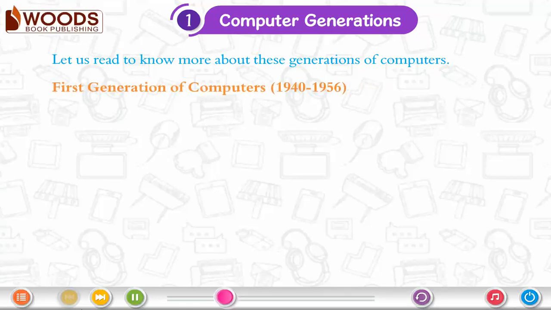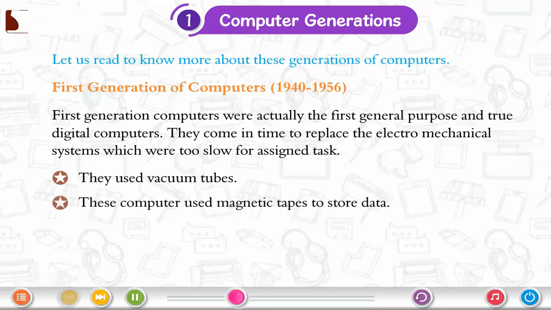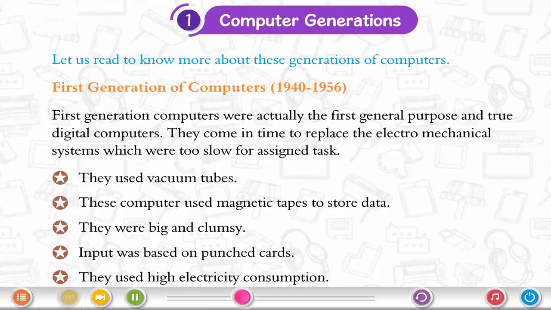First generation of computers, 1940 to 1956. First generation computers were actually the first general purpose and true digital computers. They came in time to replace the electromechanical systems which were too slow for assigned tasks. They used vacuum tubes. These computers used magnetic tapes to store data. They were big and clumsy. Input was based on punched cards. They had high electricity consumption.